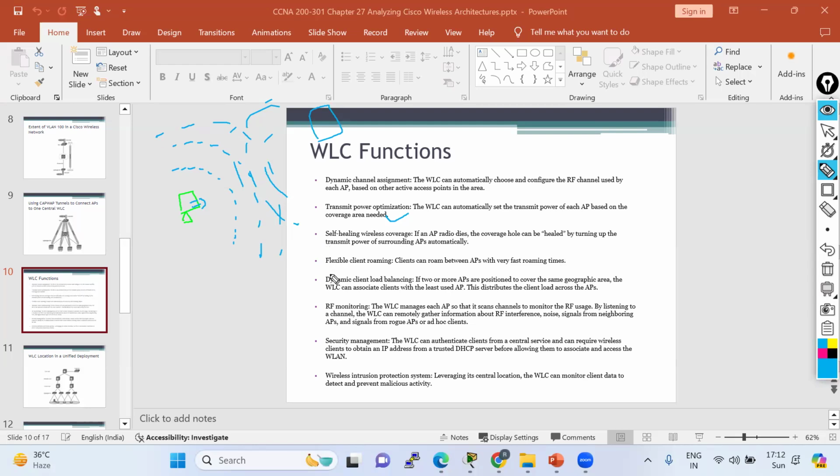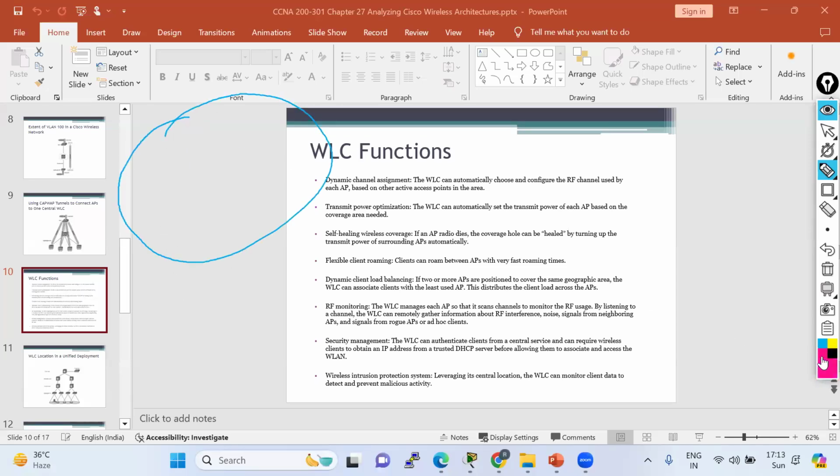Self-healing wireless coverage means, by the help of WLC, what is self-healing wireless coverage? Let's suppose if an AP radio dies. I have this area and this area, I have two APs. This is one AP and this is another AP, right? This AP is covering this much area. Just think this AP is covering that much area. For some reason, this AP is going to die, right? So what is self-healing wireless coverage?